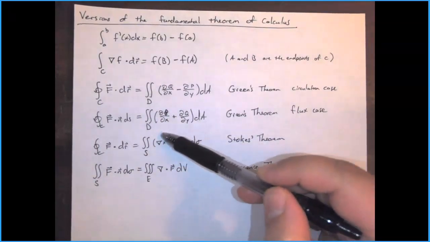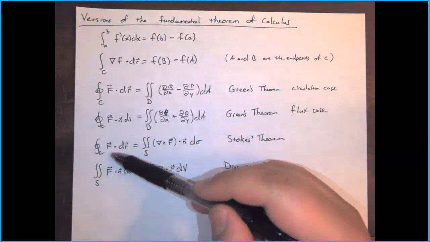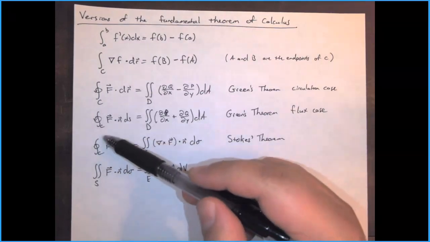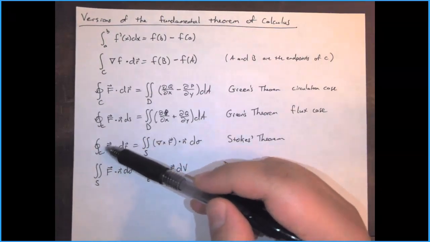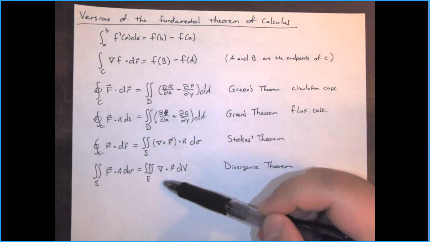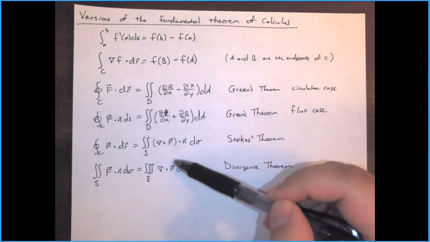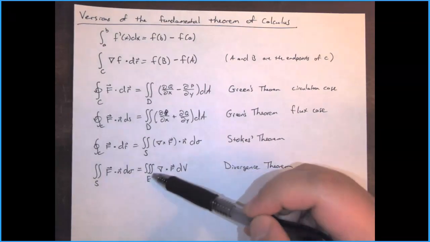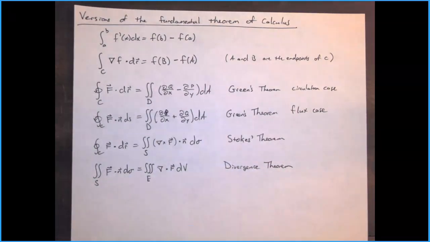In this case, my region is a surface bounded by a curve, so I have derivatives of f, in this case it's the curl of f, equal to the integral of f on the boundary of that curve. Here I have some 3-dimensional region, and my derivative is the divergence, and that's equal to the value of the vector field on the boundary of that region, which is a surface.